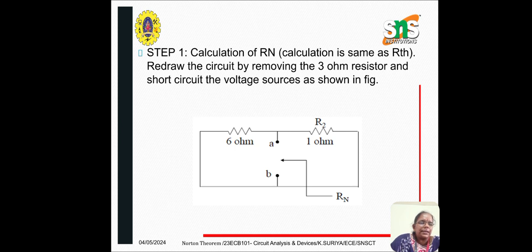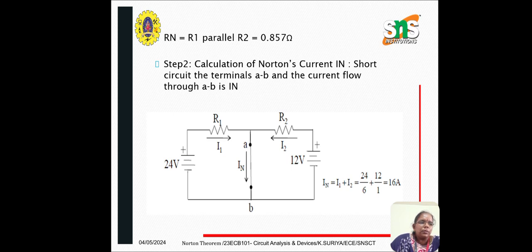So first you are calculating RN here. You are open circuiting AB, and you are short circuiting both the voltage sources. When you see from the point A, your 6 ohms and 1 ohm will be in parallel. So 6 into 1 divided by 6 plus 1. So you will be getting 0.85 ohms.